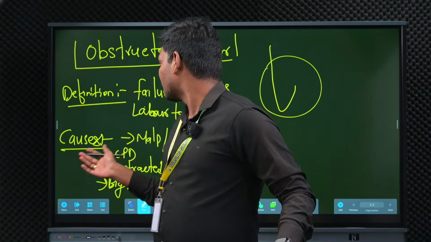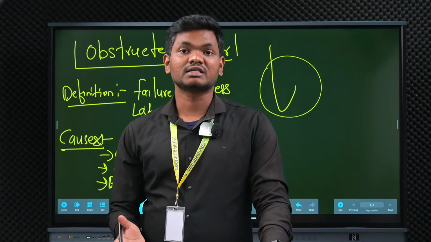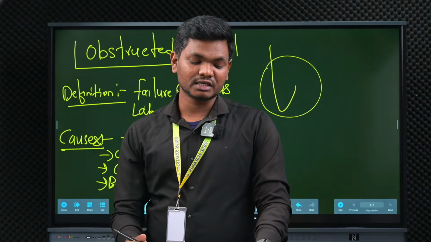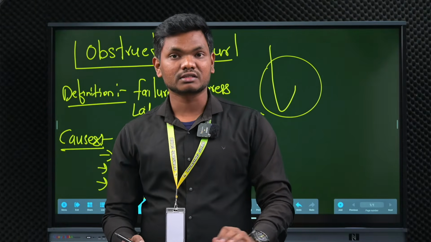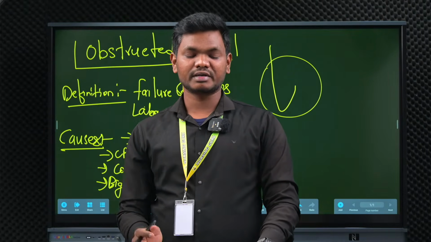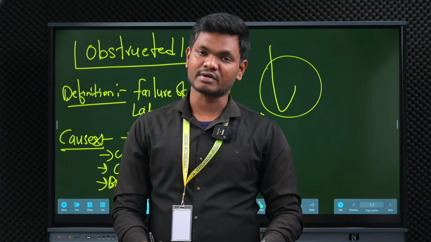Then what diagnosis should be done? First thing, history should be collected, because previous history may also be one of the risk factors, and to see whether another condition is present or not: malposition, malpresentation, or CPD, or the baby size is big. So that history should be collected. The history should include onset of labor, duration of labor, and the duration and frequency of uterine contraction, and previous obstetrical history also should be collected to diagnose the condition of obstructed labor.